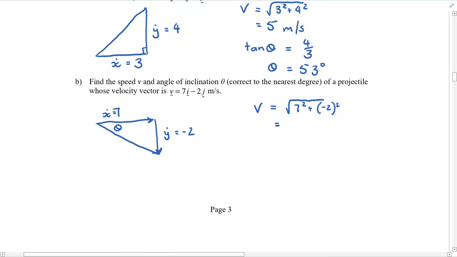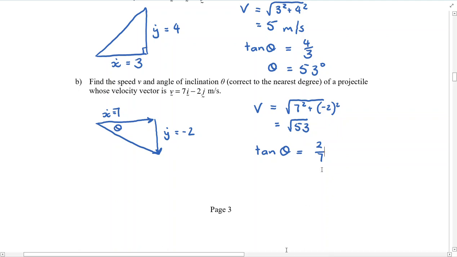And that one doesn't come out quite as nice as the last one. Let's leave it in surd form. Square root of 53. To find the angle of inclination, we're using tan theta equals opposite over adjacent. So my opposite is 2 over 7. I'm not using the minus sign because I don't want my calculator.